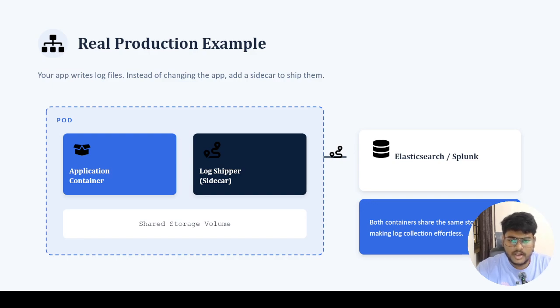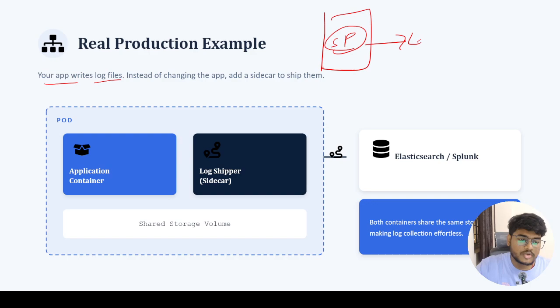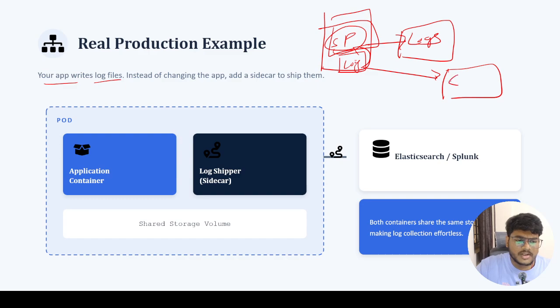And yeah, here we have one production example. Suppose your app writes log files. Okay, so you are running a Spring Boot application. Okay, it creates so many logs, right? So what we can do in one pod, this is your main application, and this will be your log container. This container can basically read the logs from the main container, and it can send them to some different services like Elasticsearch or different monitoring tools. Okay, so this is one example, and actually it happens also in production environments.